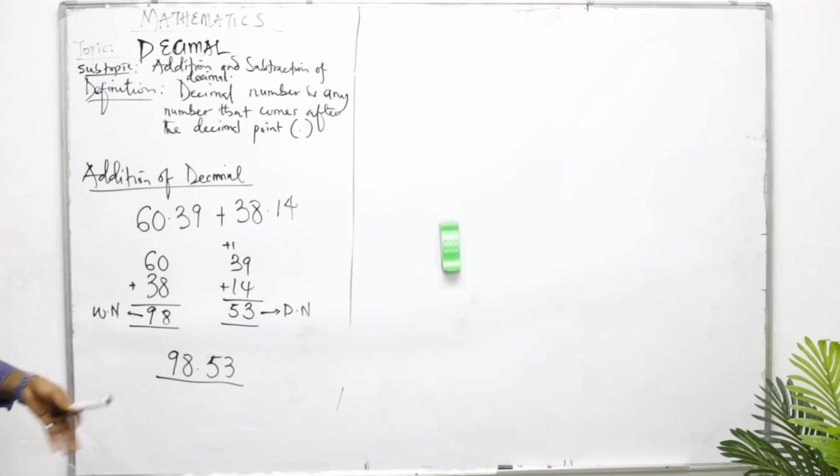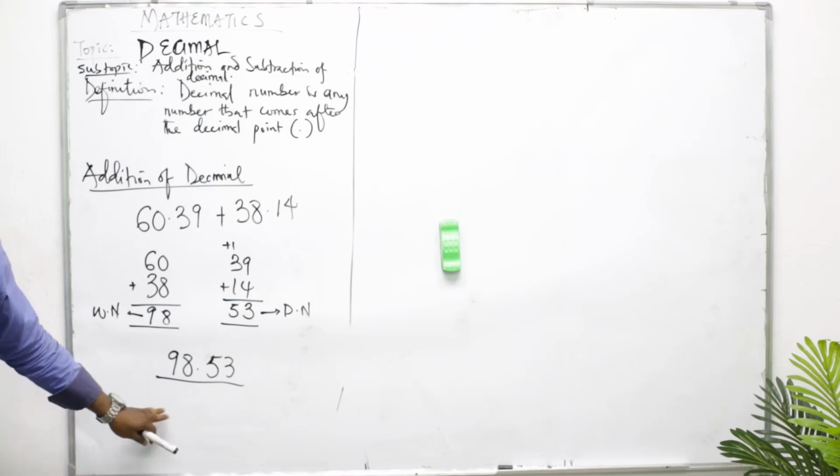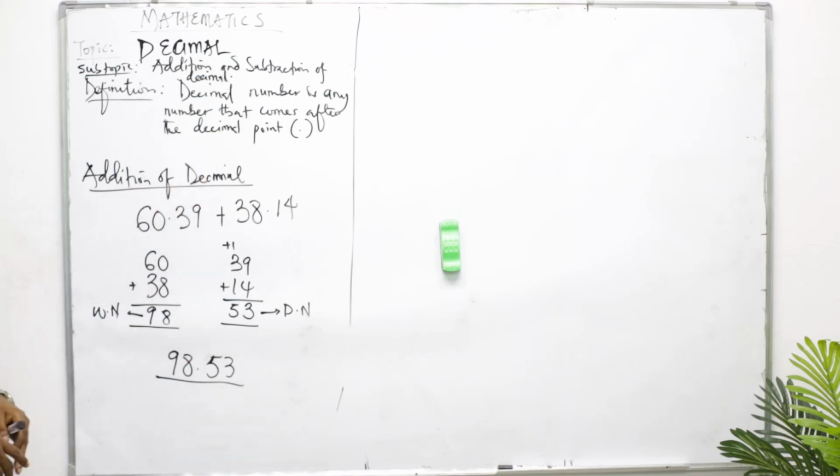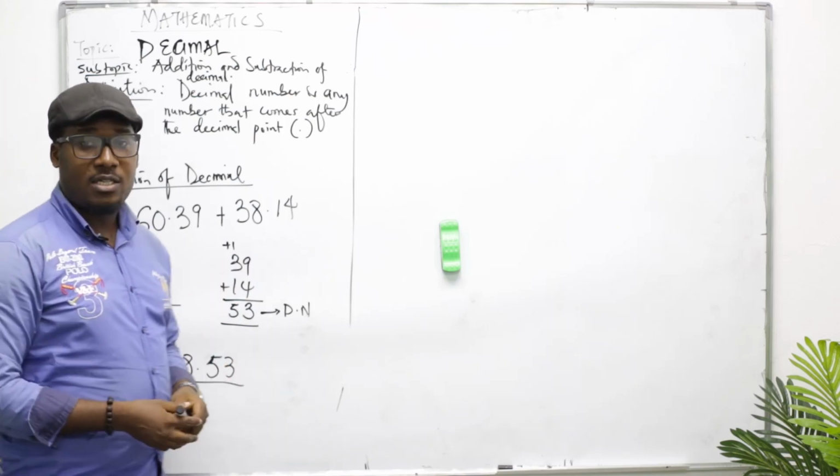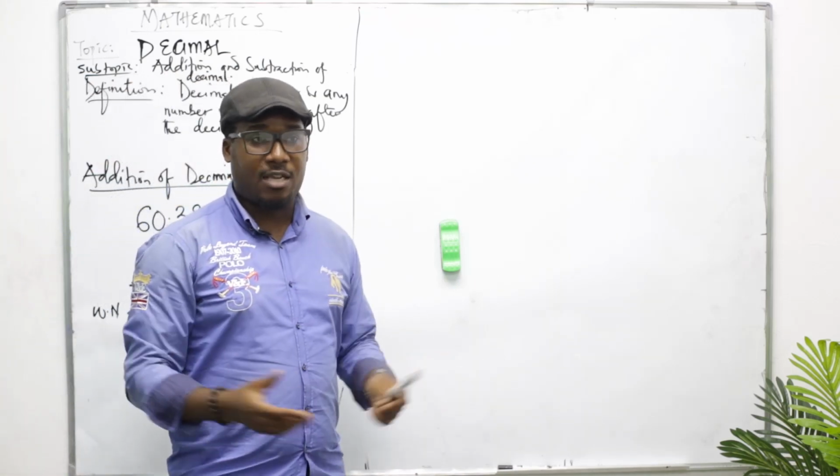Now, you may think this is a long procedure. You're correct. It's a long procedure. It's just a way for you to understand it and get a hold of it at first. And when you master this, the next step or the next method will be simpler for you, which is the straightforward addition of decimal numbers.